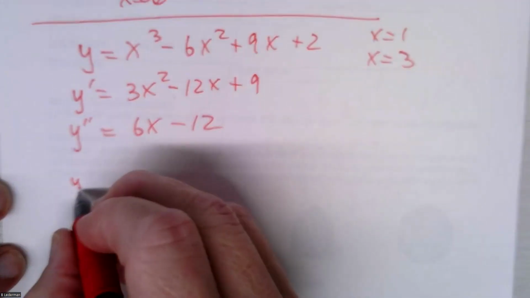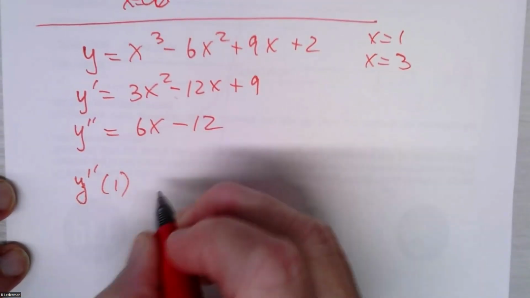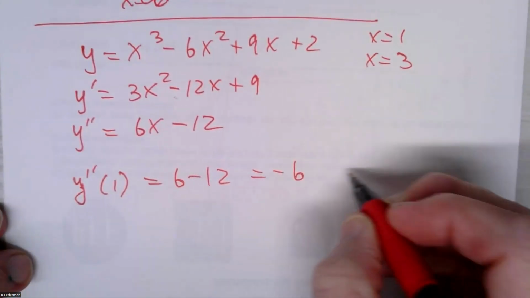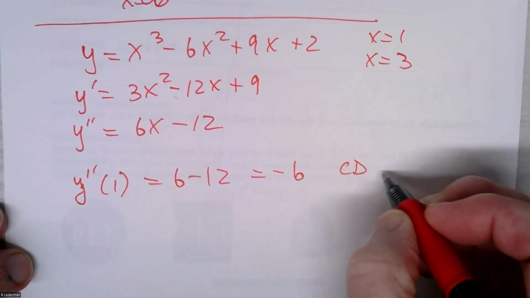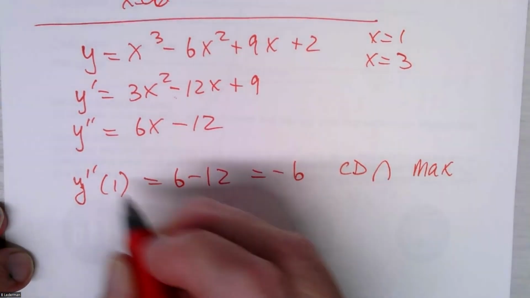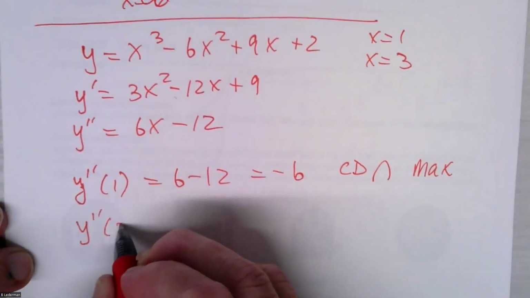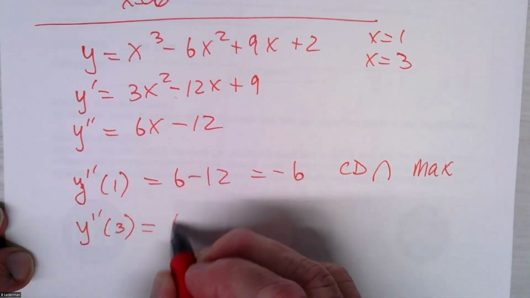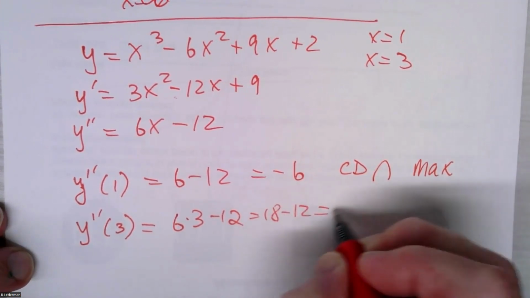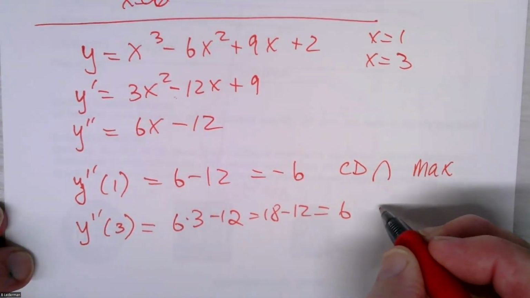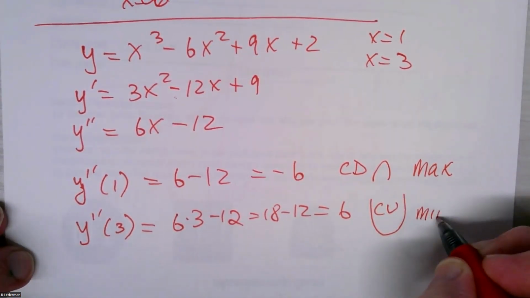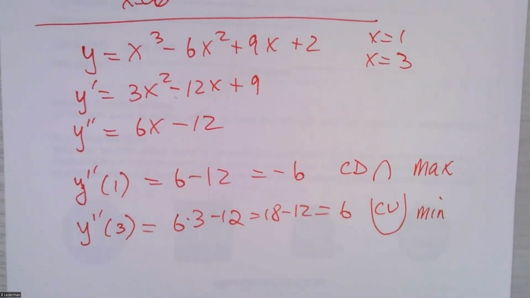Well, y double prime of 1 is equal to 6 minus 12, which is negative 6, which is negative, so it's concave down, which means it looks like this, so it's a max. And y double prime of 3 is equal to 6 times 3 minus 12, which is 18 minus 12, which is 6, which is positive, of course. So it's concave up, which looks like that. That's a min. And that's exactly what we got when we took the first derivative test.